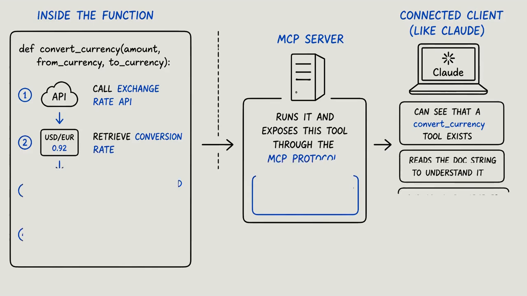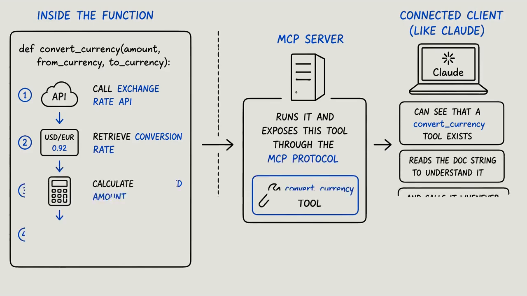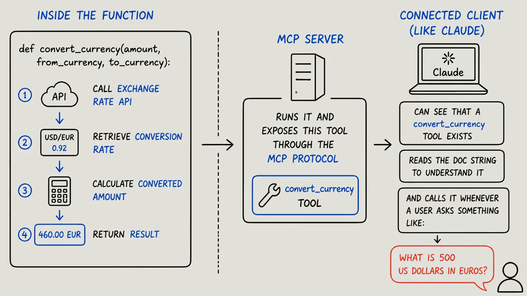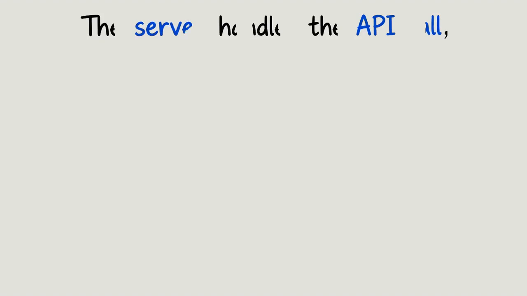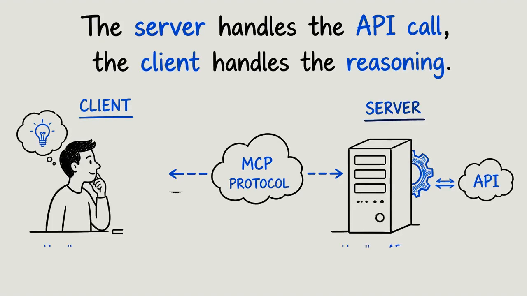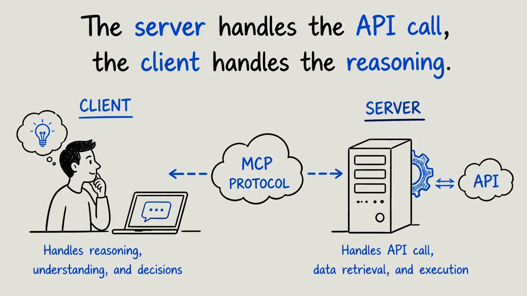A connected client, like Claude, can see that a convertCurrency tool exists, read the docstring to understand it, and call it whenever a user asks something like, "What is $500 in euros?" The server handles the API call, the client handles the reasoning. Neither needs to know the internal workings of the other.